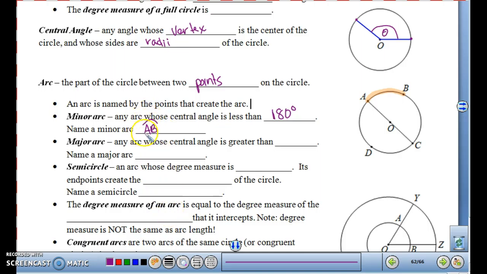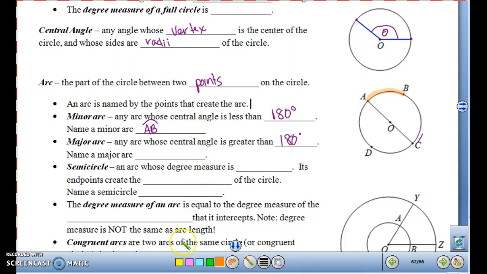Notice it has a little arc symbol over the top of it. That is the distance from here to here. A major arc is any arc whose central angle is greater than 180 degrees. Usually when you have a circle, if you have a minor arc, the major arc is the other way around it. So the major arc of this circle usually uses a third point to tell where it is, in which direction. So if this is the minor arc, the major arc would be going in the opposite direction.